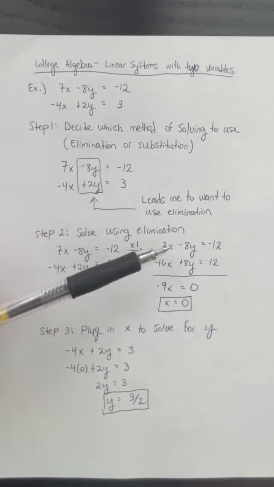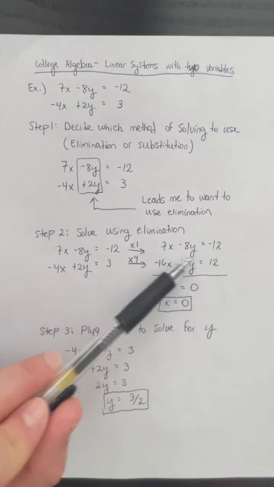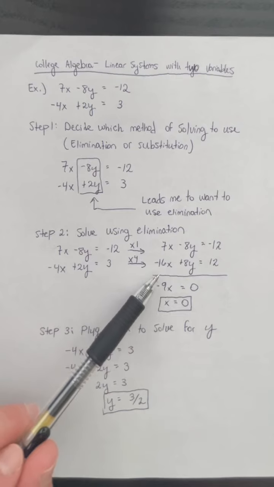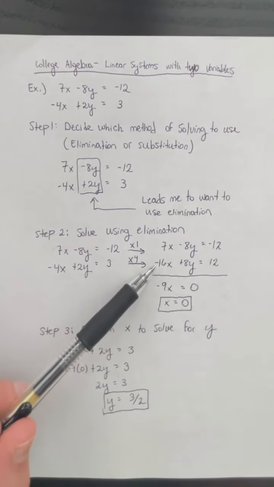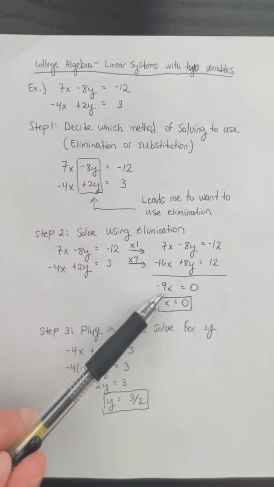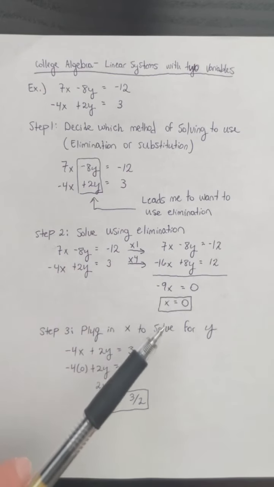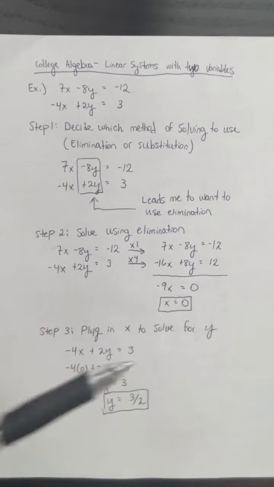And so we have 7x minus 8y, which is equal to negative 12. So this hasn't changed. And then we'll have negative 16x plus 8y, which is equal to 12. So now when we add these two equations together, we get negative 9x, which is going to be equal to 0. And we know that x is going to be equal to 0.